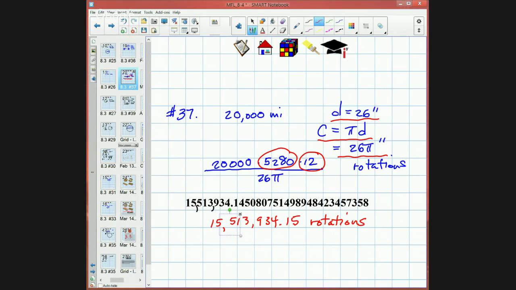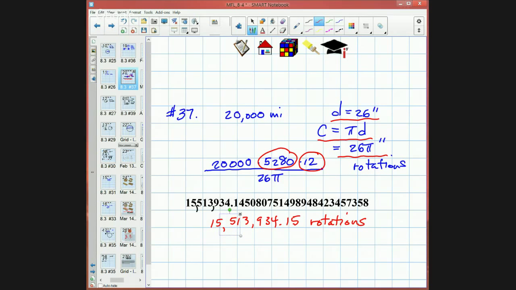So the calculation wasn't very hard. To change a diameter into a circumference, you just multiply by pi. But the conversion issue became hard because we started with miles and we had to get down to inches. So that's number 37.